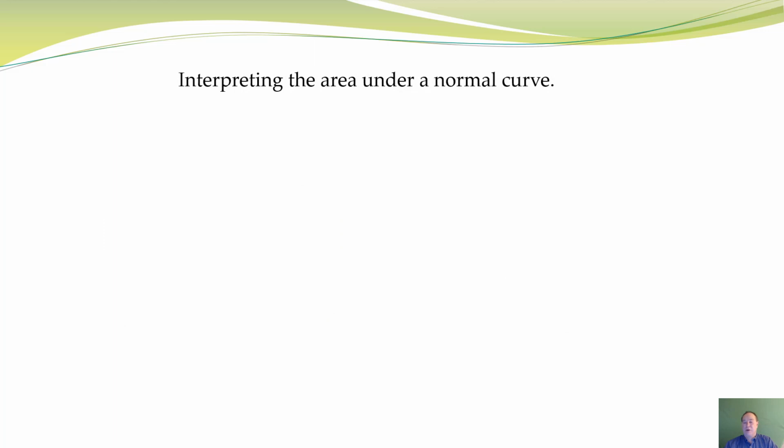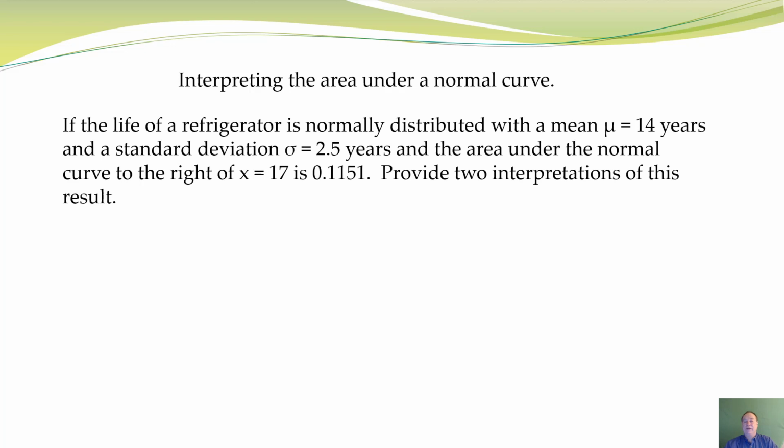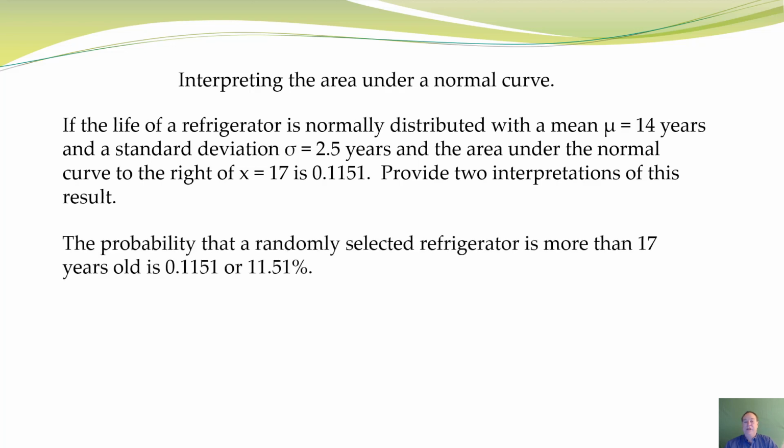Interpreting the area under a normal curve. Your author uses two interpretations. Okay, let's look. If the life of a refrigerator is normally distributed with a mean of 14 years and a standard deviation of 2.5 years, and the area under the normal curve to the right of x equals 17 is 0.1151, provide two interpretations of this result. Okay, first, this would mean the probability that a randomly selected refrigerator is more than 17 years old is 0.1151, or you could represent it as percent, 11.51%.